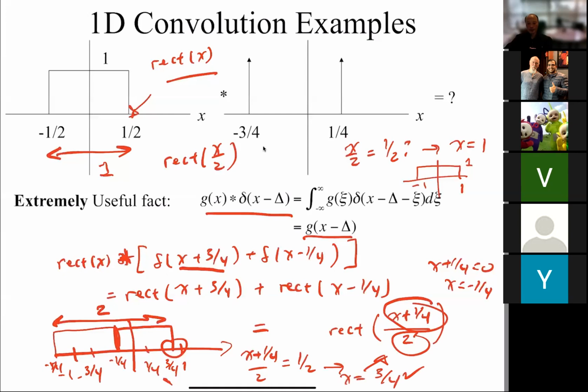So if you ever get confused, you can always ask yourself, when does the argument to the rect function equal 1/2 or minus 1/2? And that will always let you check and make sure you've got it correct. Thank you. Okay, great.